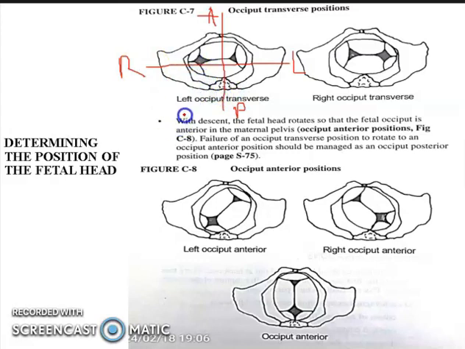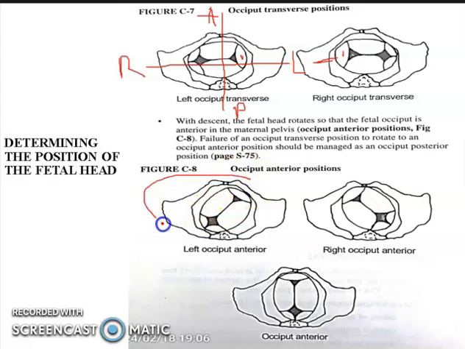So this position, as you can see here, they're saying left occiput transverse, meaning the occiput, which is the landmark of the fetal head, which is this one here, is on the left side of the woman. So left occiput transverse is on the left side here. Right occiput transverse is where the occiput is on the right side of the pelvis of the woman.